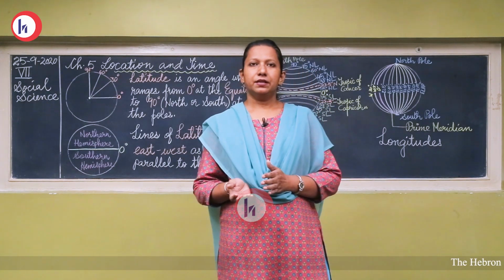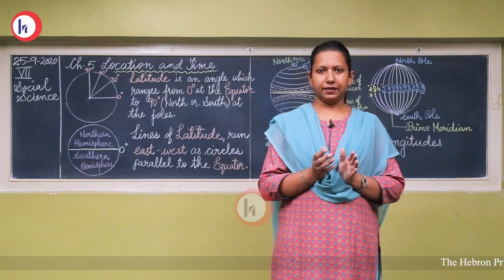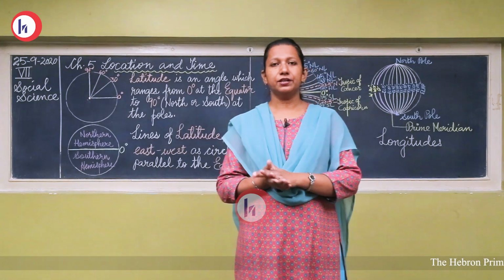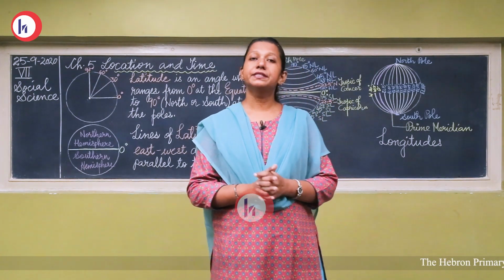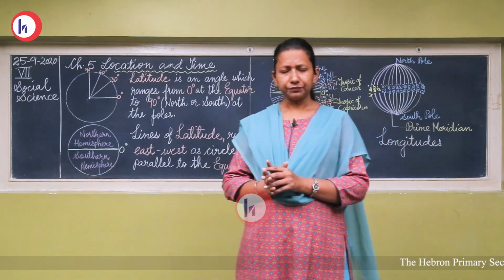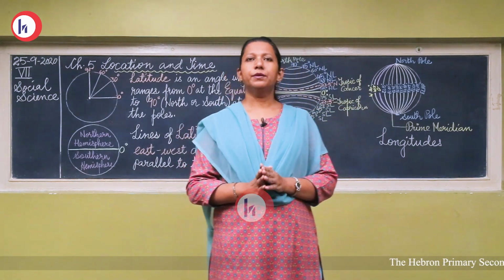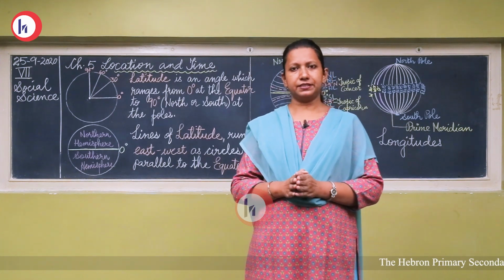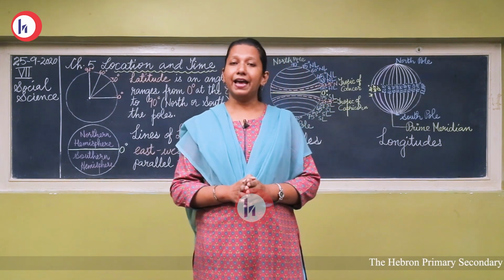The places which are not facing the sun, that means which are in the opposite direction, will not receive sunlight. Means the places which are facing the sun will have day, and the places which are in the opposite direction of the sun, that is in the opposite hemisphere, will have night.